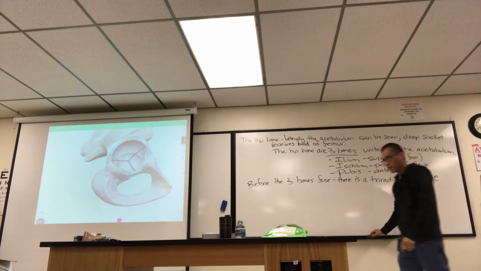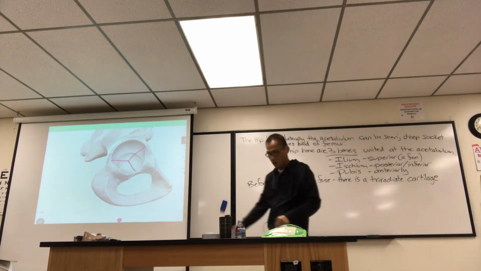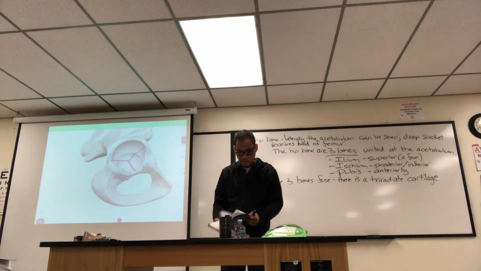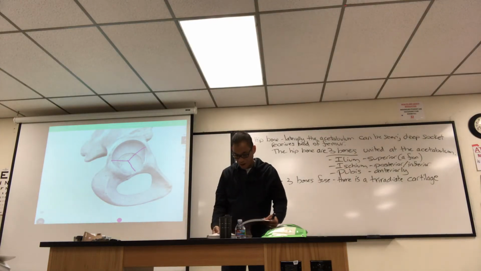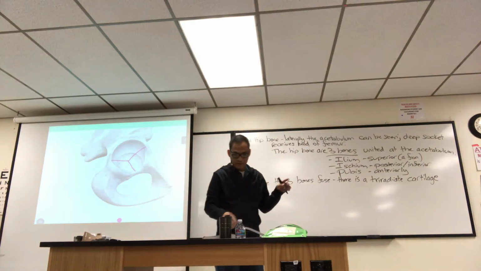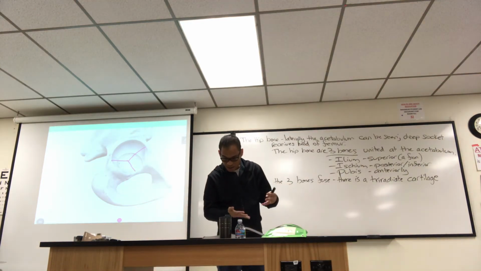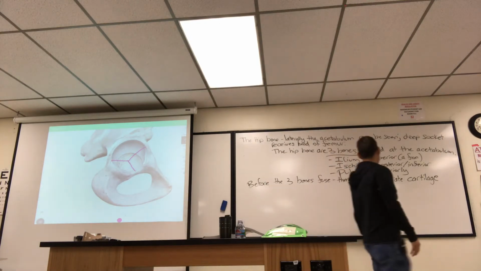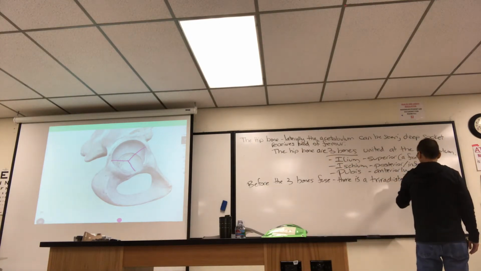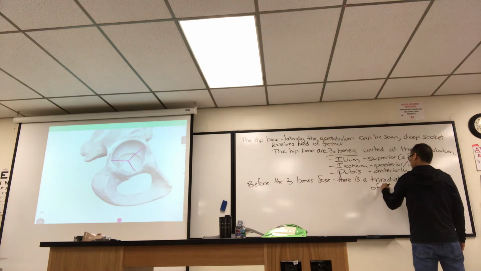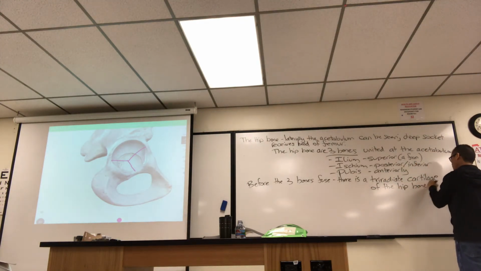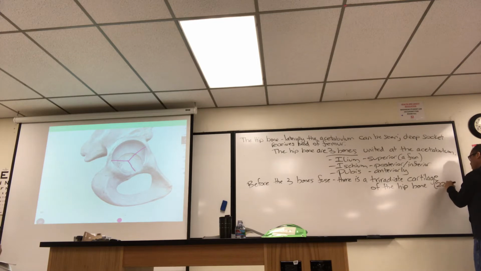We've got to get a picture of it. I got the atlas out. Page 229 is a good picture of this triradiate cartilage of the hip bone. Look it up, page 229 of the atlas.